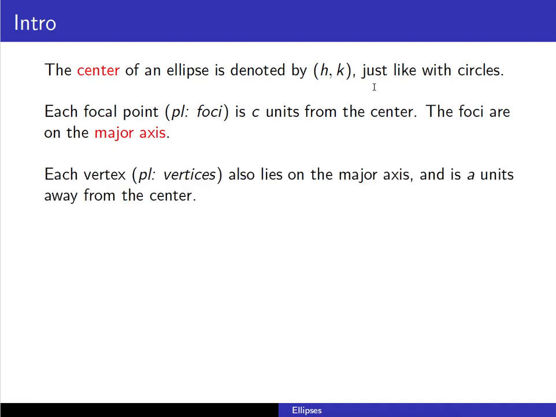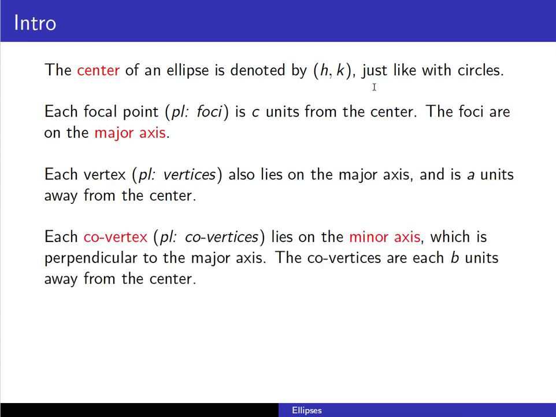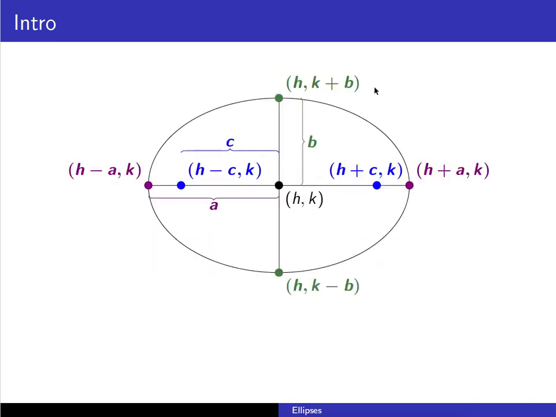So each vertex, and the plural again is vertices, also lies on the major axis and is going to be a units away from the center. So we call the distance from the center to a vertex a. And each covertex, or the plural is covertices, is going to lie on the minor axis, which is always perpendicular to the major axis. And the covertices are each going to be b units away from the center. So the distance from the center to one of the covertices is going to be the value of b.